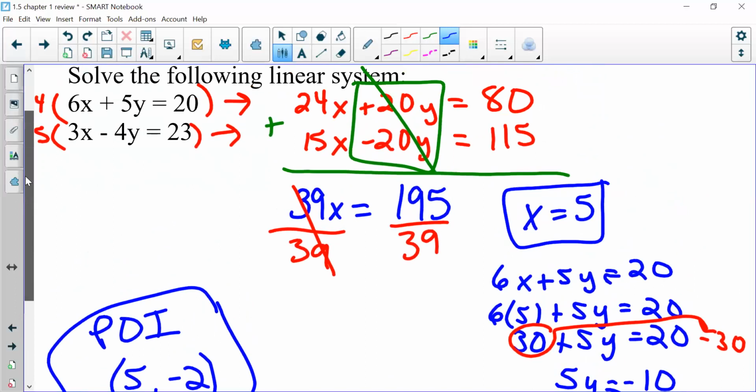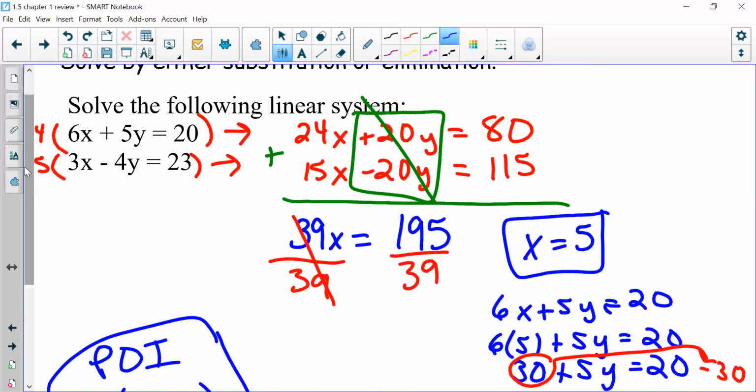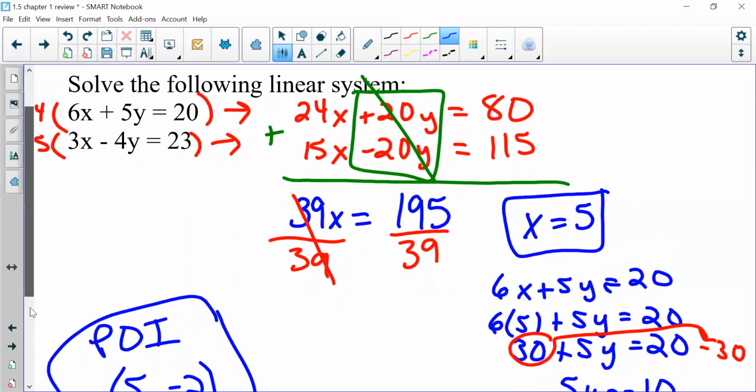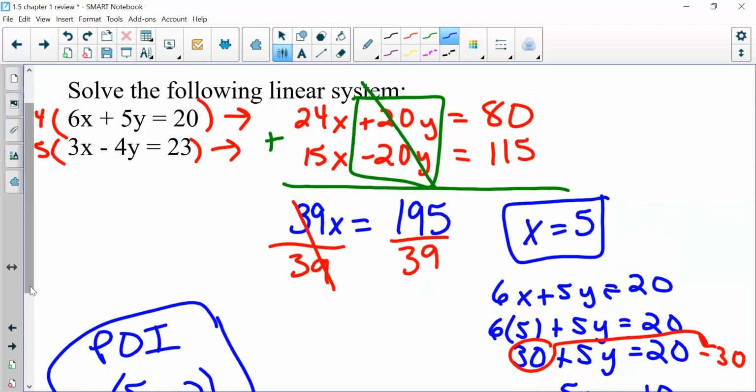Yeah. 5, -2, I'm going to check here. 30 minus 10 is 20. 15 plus 8 is 23. Fantastic. Okay, we have one more, I think.